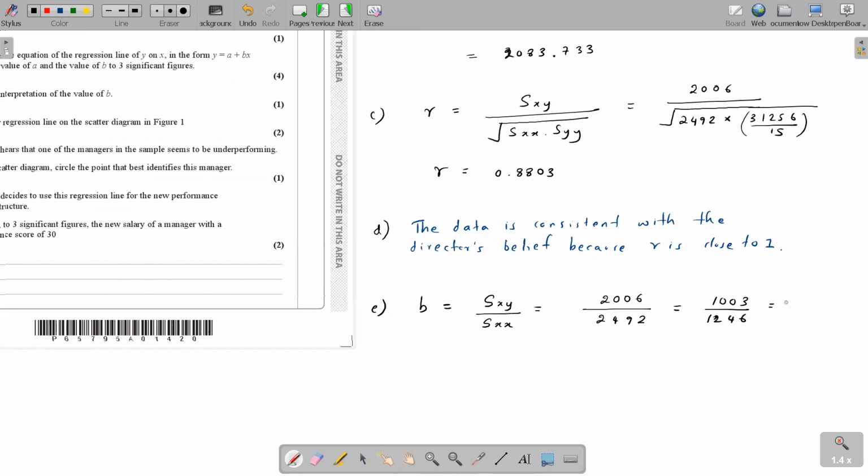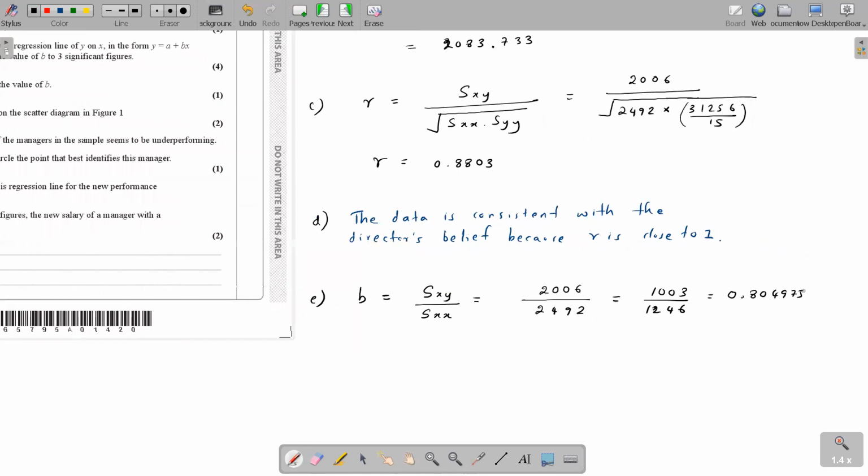That's why. The decimal figure you said was 0.804975. 0.804976. Okay, then get the A value.